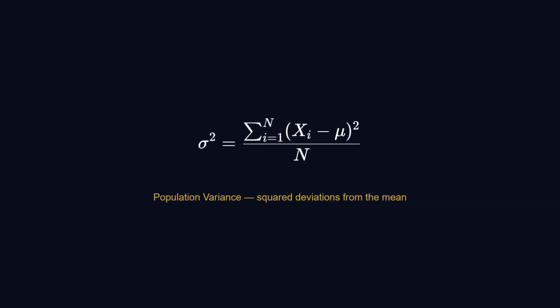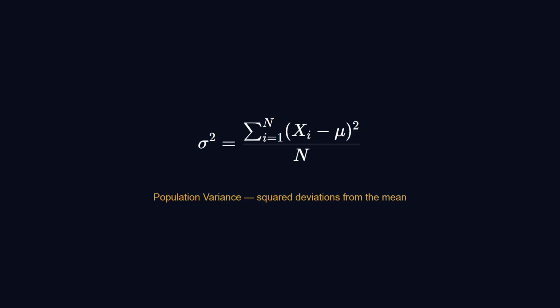Variance. Instead of taking the absolute value to handle negative deviations, variance squares them. Population variance equals the sum of each xi minus the mean squared, divided by n. Why square instead of taking absolute values? Two reasons. First, squaring penalizes large deviations more heavily. A deviation of 10 gets a weight of 100, while a deviation of 2 gets only 4. This makes variance more sensitive to outliers.